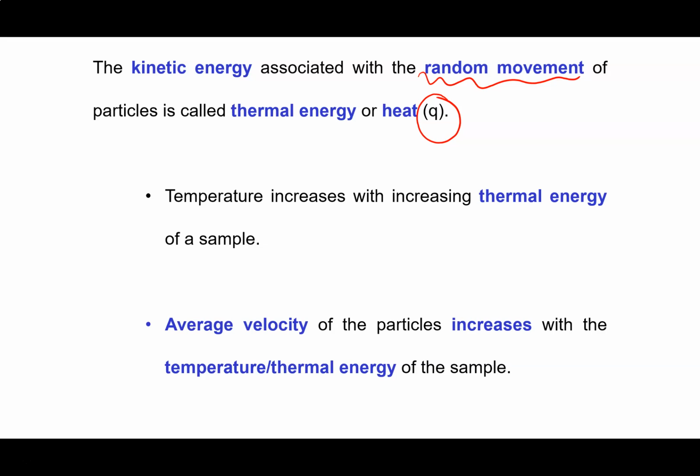The other thing to recognize is that the average velocity of the particles in our sample of matter will increase as the average thermal energy of our sample increases, right? So the hotter our sample is, the faster our particles are moving around. So thermal energy is a specific type of kinetic energy. It's the kinetic energy associated with the random movement of particles in our sample of matter.